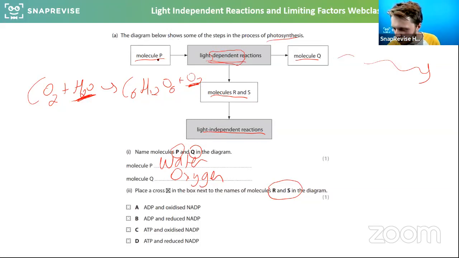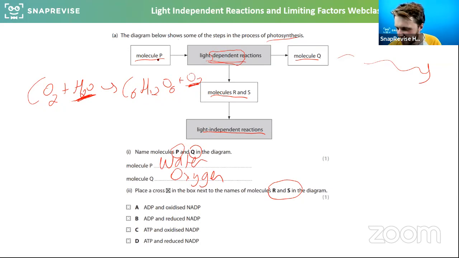Place a cross in the box next to the names of molecules R and S. Look at them trying to be tricksy and give you basically the same thing. So what molecules did we produce in the light-dependent reaction? Who could tell me? Someone said R and S. Oh, they are R and S. Sorry, that's me misreading this. So R and S must be, yep, you guys are saying it.